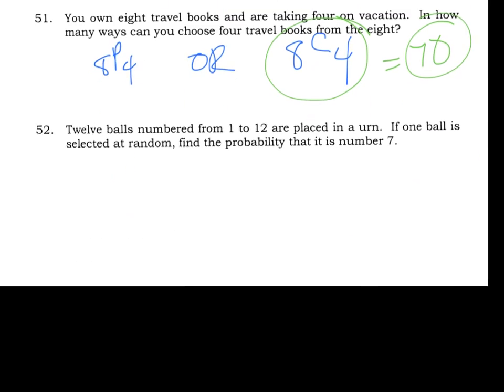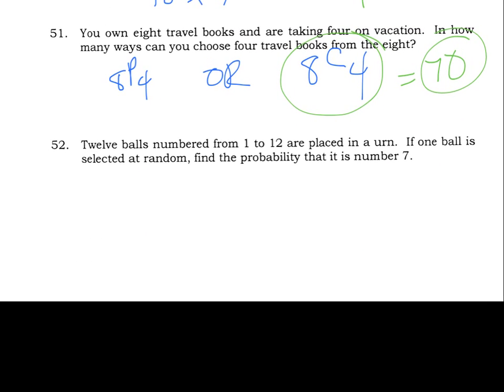Okay, moving along to number 52. 12 balls numbered 1 through 12 are placed in an urn. I tell you what, all the classic probability stuff talks about urns. Sounds like Grandpa Ernie's ashes or something. I don't know what's up with the urn, but whatever.